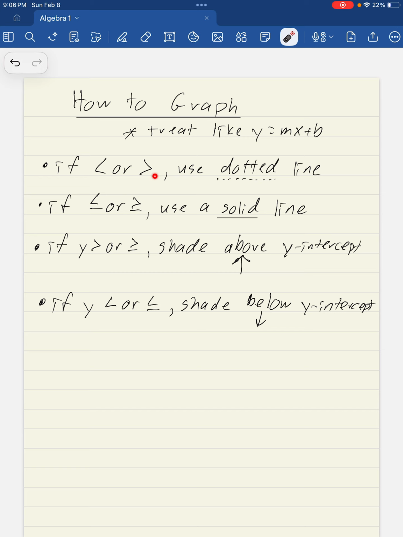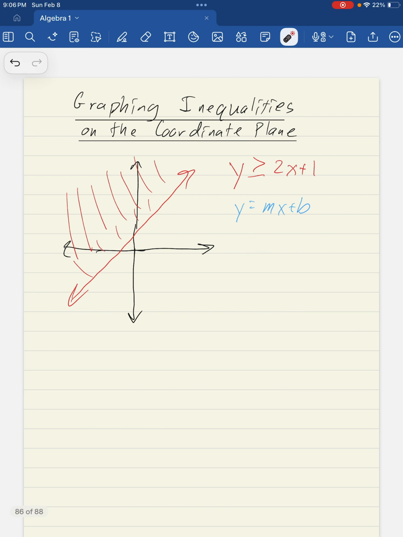You're going to look at the inequality sign. Is there a line under it or not? If there's not a line underneath your inequality sign, like these guys, if it's less than or greater than, you just use a dotted straight line. If there's a line underneath, you're going to use a solid line. I think this guy here, we have a line underneath the inequality, and so we use a solid line for the equation.